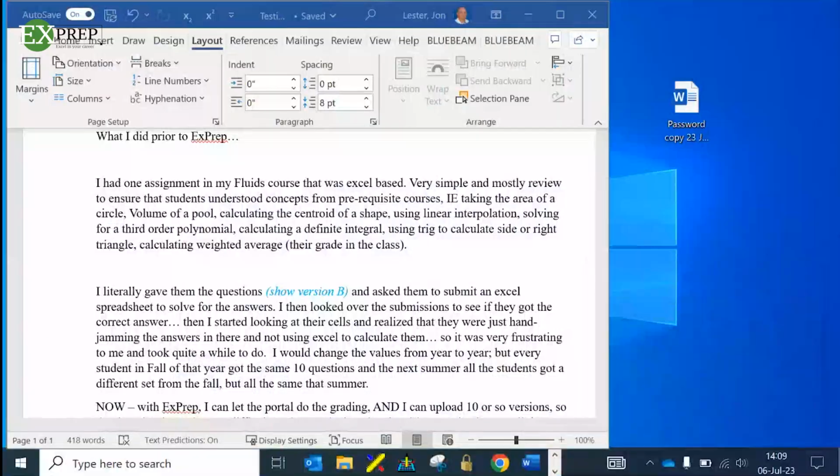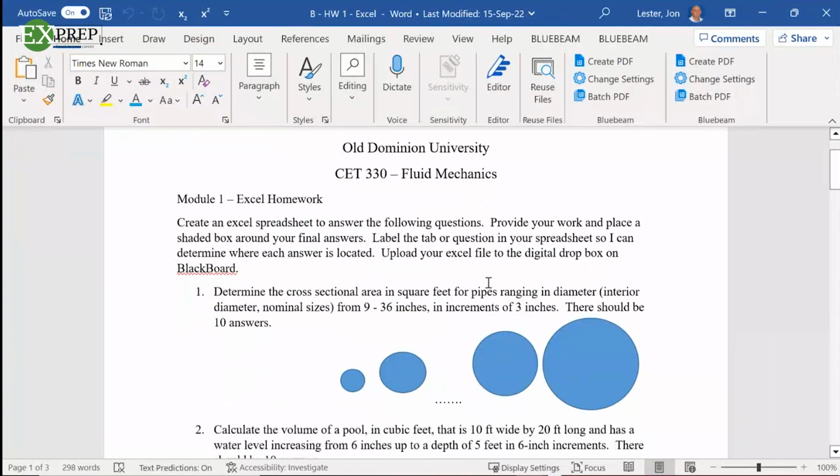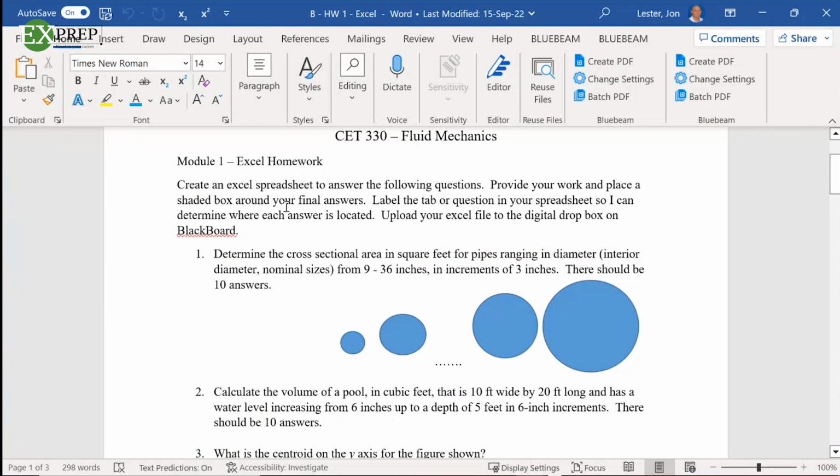So I literally started an assignment, and I don't know how many years ago, but it was just Excel based, and I gave them. As a matter of fact, I can show you what I'm talking about if you let me. I'll share my screen and bring up a document. And you can see I literally would hand this to the students, and it's homework number one, and it asks them to create a spreadsheet, and it's fairly simple and straightforward.